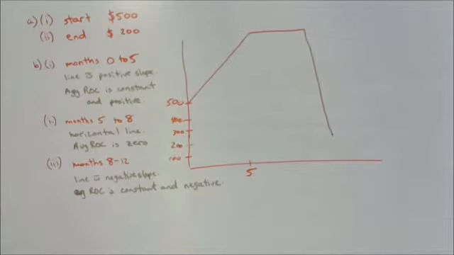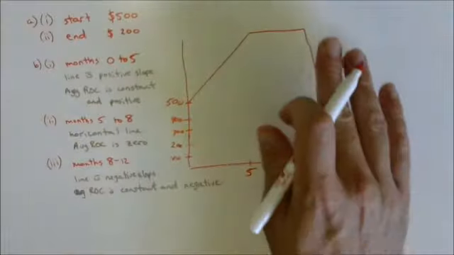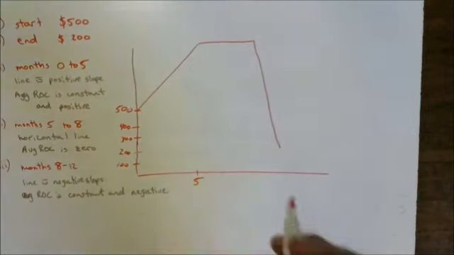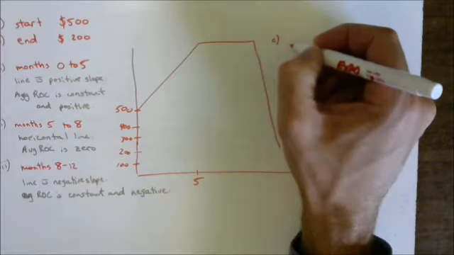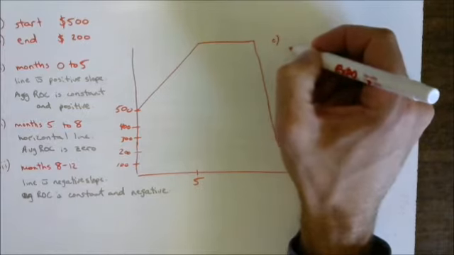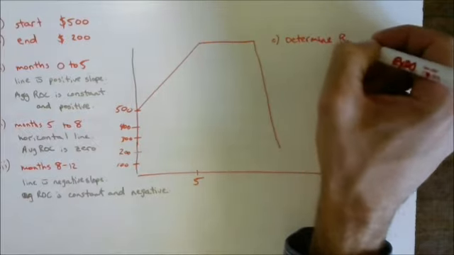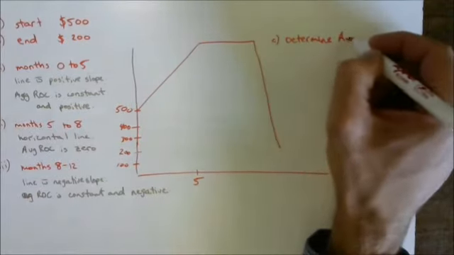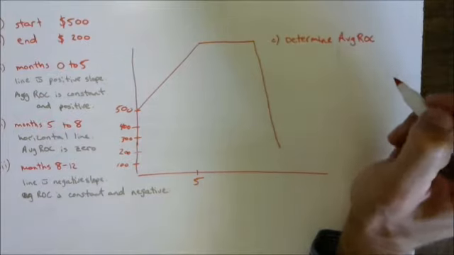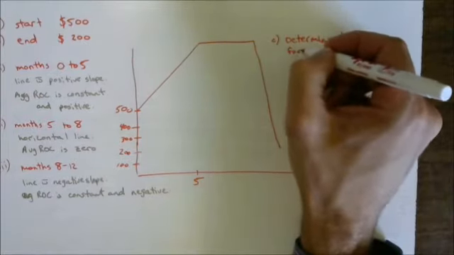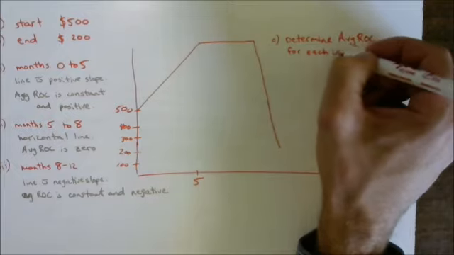In part C, it doesn't indicate what A, B, and C is? Okay. So part C, you have space off to the side. I am going to slide over, I have a little bit of space, I'll do it over here. Part C, we're asked to determine average ROC for each interval.